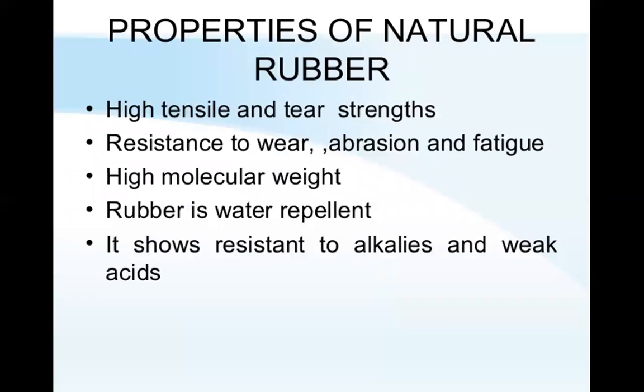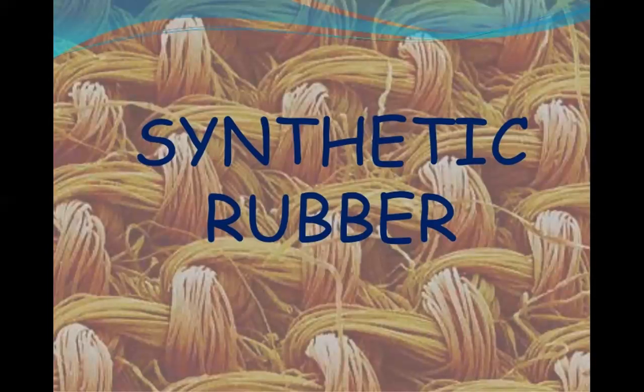Coming to the properties of natural rubber, it has high strength and tear strength, resistance to wear, abrasion and fatigue, and high molecular weight. It is water repellent and shows resistance to alkalis and weak acids. So this is about natural rubber.